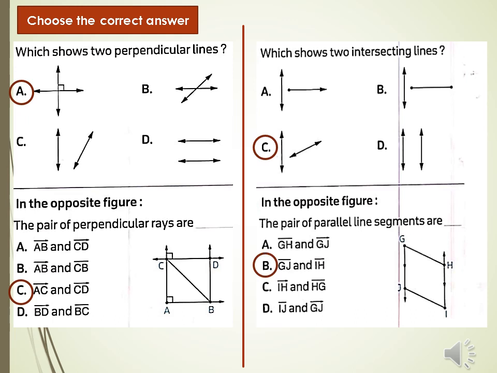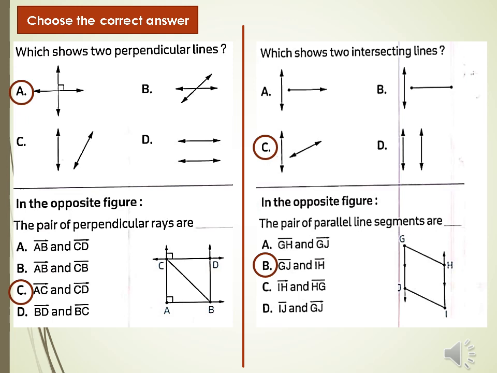Choose the correct answer. Number 1. Which of the following shows two perpendicular lines? We know that perpendicular lines have only one common point and make right angles. So we choose letter A.